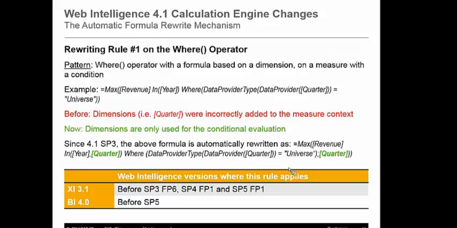So the first rule is on the where operator. It's not the usual where operator. It's very specific. It has to be where we're using a dimension in a formula. So we have an example here where we have the where with a formula using the data provider type, data provider, etc., and quarter, which is our dimension. That's the first part of the pattern. The other part is that it has to use a condition on the measure. And this is what we have here in this example. We have revenue, which is our measure, and the condition, which is on year. And so this is the overall pattern. We have a formula, max, with a measure and a condition on that measure, and a where operator to modify the context using the dimension in the formula.